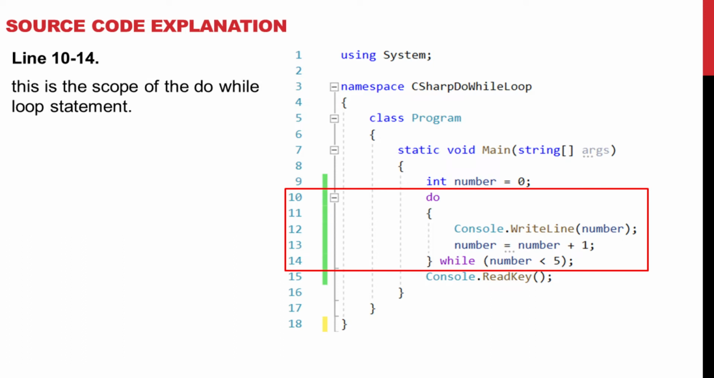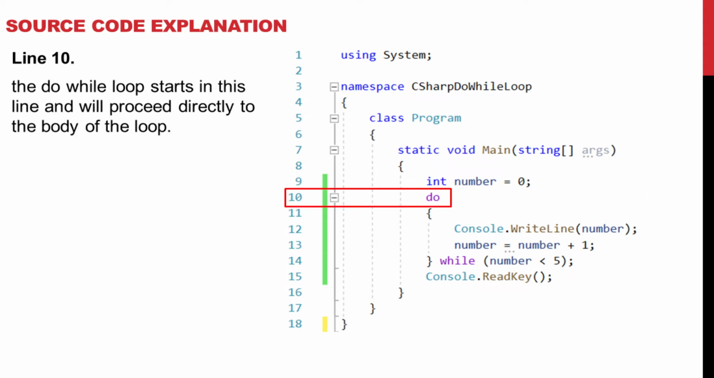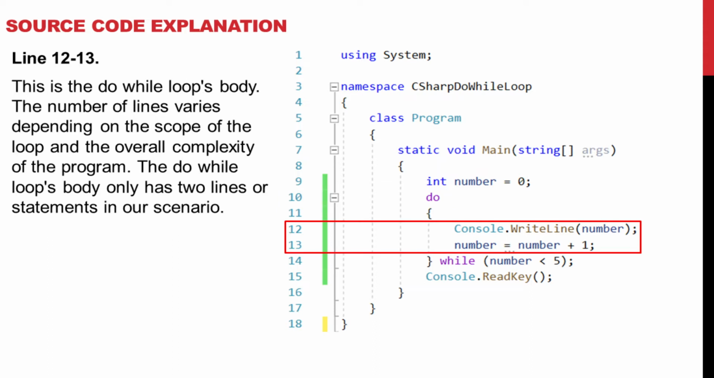Line 10 to 14. This is the scope of the do-while loop statement. Line 10. The do-while loop starts in this line and will proceed directly to the body of the loop. Line 12 to 13. This is the do-while loop's body. The number of lines varies depending on the scope of the loop and the overall complexity of the program. The do-while loop's body only has 2 lines or statements in our scenario.